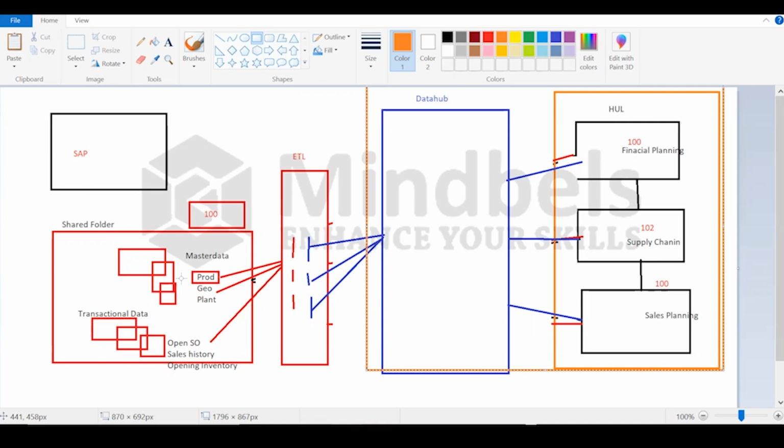So the data hub is your central data repository, or the data hub is a staging model.